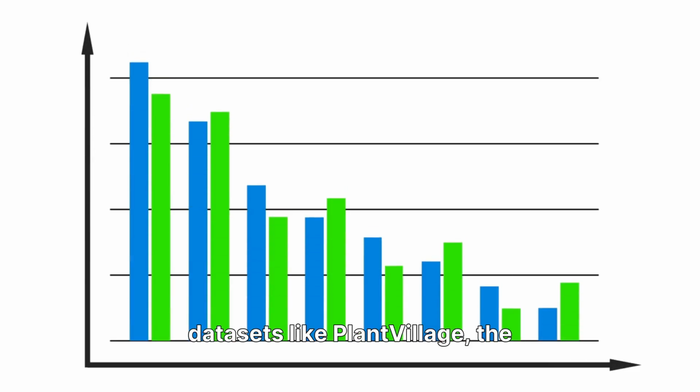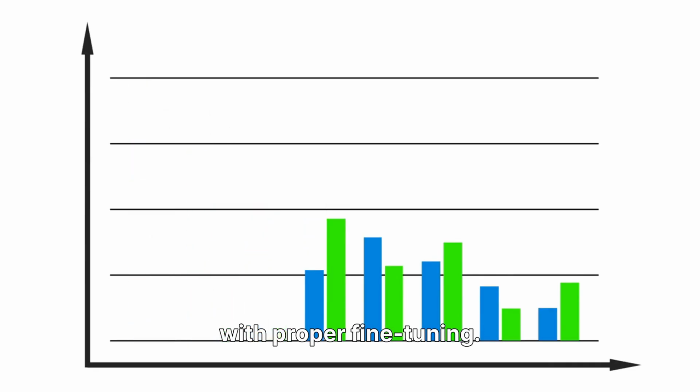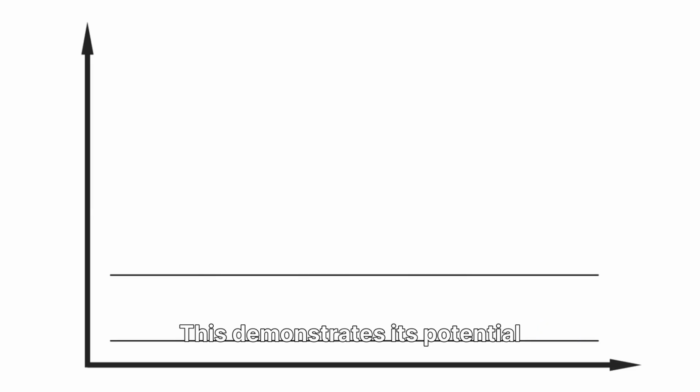On the synthetic dataset, the model achieves promising accuracy, and on larger datasets like Plant Village, the accuracy can exceed 95% to 98% with proper fine-tuning. This demonstrates its potential for highly reliable disease detection.